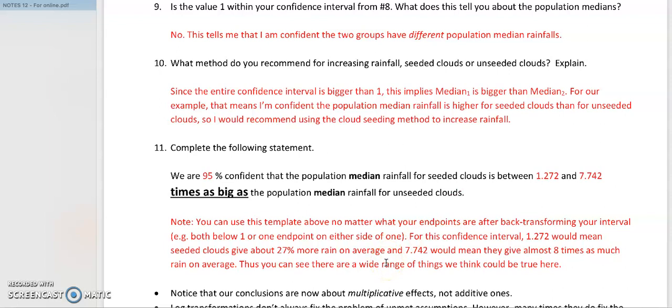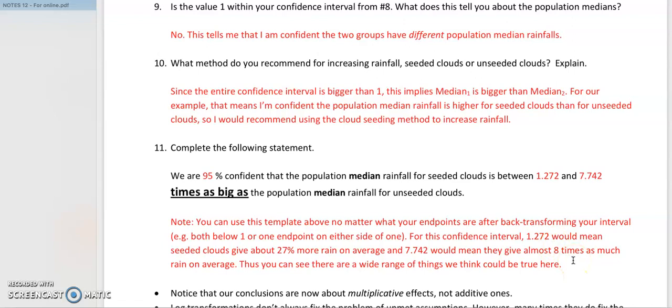For our actual conclusion here, saying something is 1.272 times as big is sort of like saying it's about 27% more. So 1 times as big would be equal, 1.27 would be 27% more than that. And 7.742 times as big, that's about 8 times as much rain.